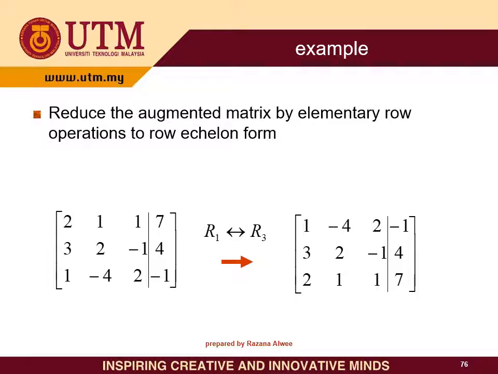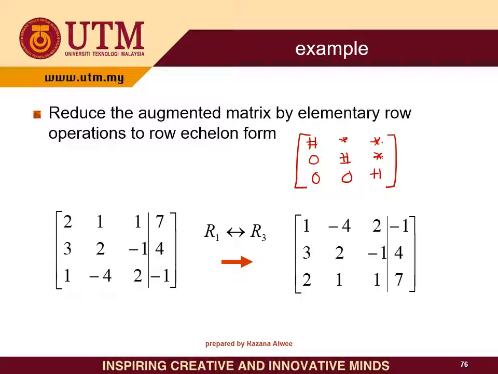Now we want to reduce the augmented matrix by elementary row operations to row echelon form. As we know, in row echelon form, the leading entry must be to the right of the leading entry in the previous row, and the column underneath the leading entry must be 0. The other entries can be any number, but this one is a leading entry and this one is a leading entry.